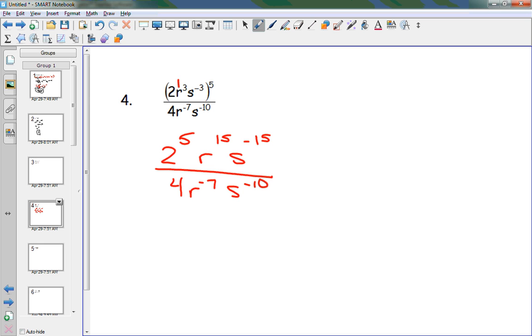Am I saying numbers with numbers, letters with letters? Well, I have this 2 to the 5th. What in the sandhill is that? 32. It is 32. 2 times 2 is 4, times 2 is 8, times 2 is 16, times 2 is 32.